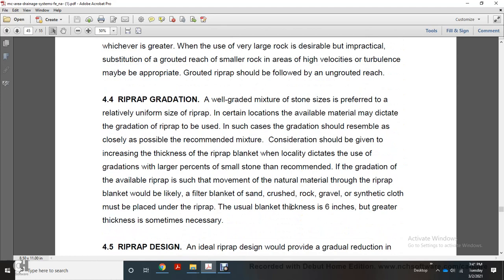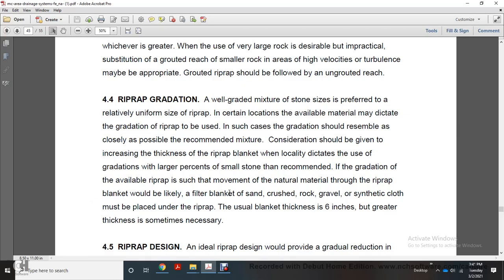For riprap gradation, a well-graded mixture of stone sizes is preferred over relatively uniform sizes. At certain locations, available material may dictate the gradation. Where riprap is used in some cases, the gradation should resemble the recommended mixture. Consideration should be given to increasing the thickness of the riprap locally. Local conditions may dictate the use of a gradation with a large percentage of small stone.